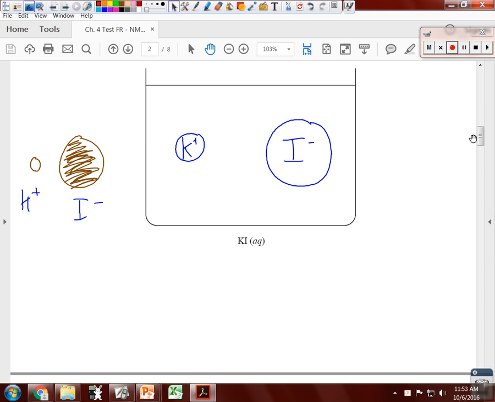All right. Now, we need to draw water. So, it says the proper orientations of the molecules. This is the part where the water comes into play. Is there a specific way that the water must be drawn around each ion? All right. So, it's going to kiss the positive.